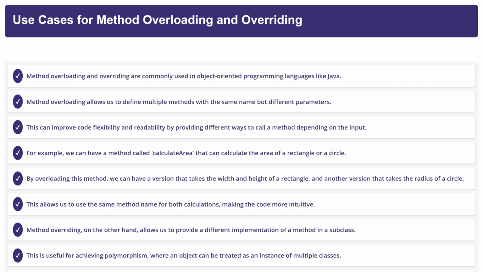Method overloading and overriding are powerful tools in Java. Overloading allows us to define multiple methods with the same name but different parameters, improving code flexibility and readability. Overriding lets subclasses provide their own implementations of methods, enabling polymorphism. These features enhance code structure and make it easier to work with objects.